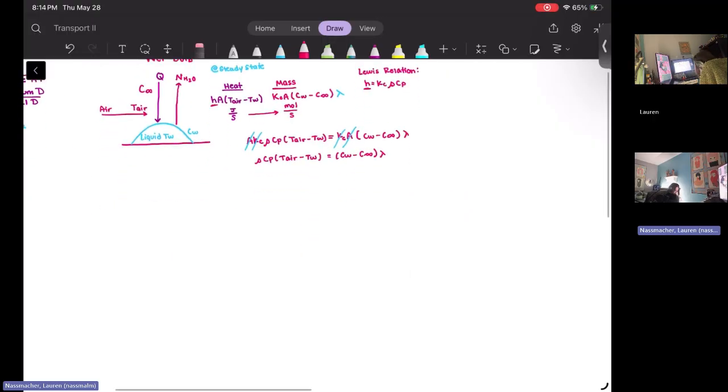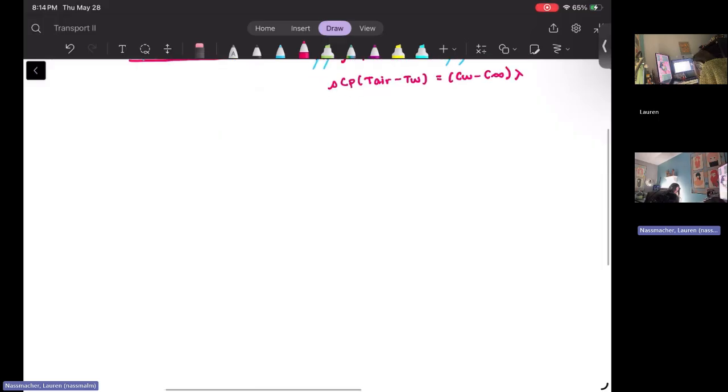So that's the wet bulb. Let's do the adiabatic saturation. I've been calling it adiabatic saturation and not something else.